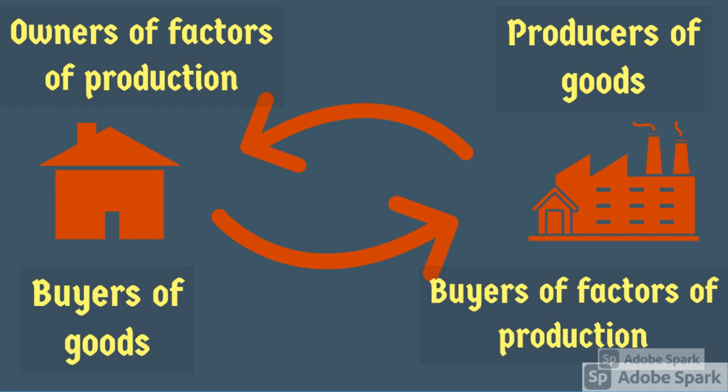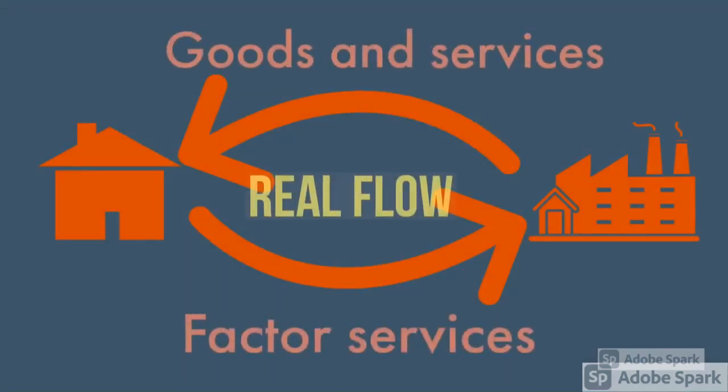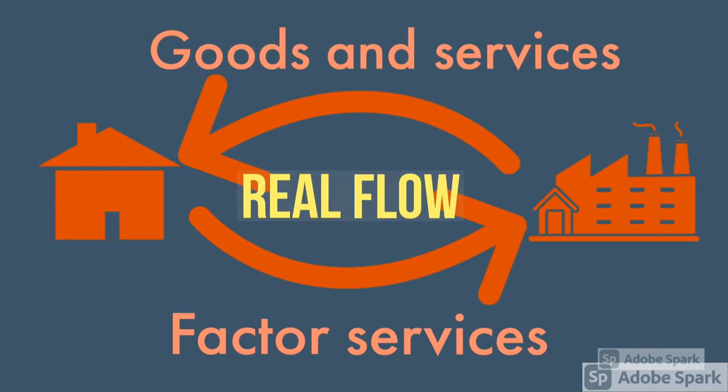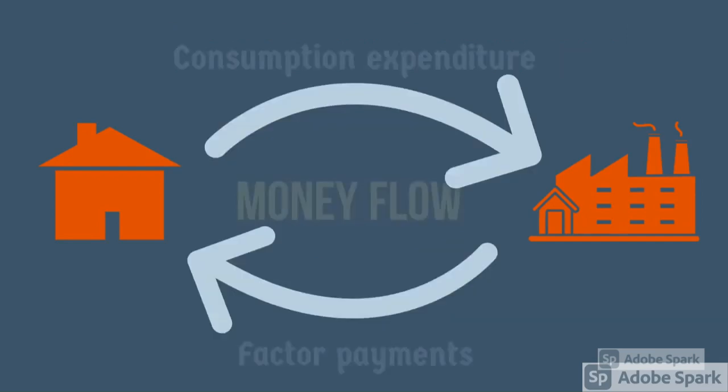Households are considered to be both owners of factors of production and consumers, buyers of goods. Similarly, firms are considered to be both producers of goods and buyers of factors of production. Goods and services flow from firms to households, who buy them to satisfy their wants. In the same way, factor services of land, labor, capital and enterprise flow from households to firms, which require them for production. These are called real flows.